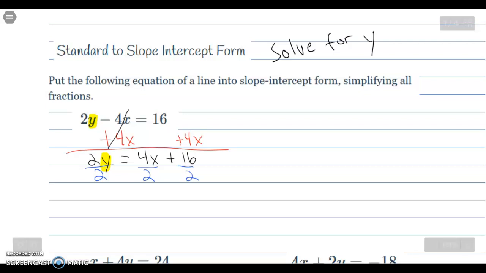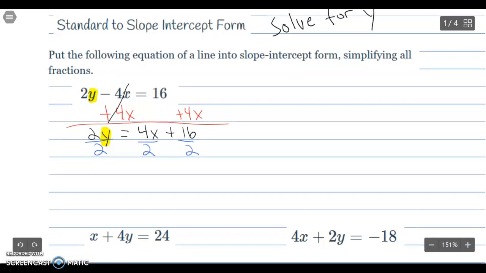All right, now, when we do that, we're going to cancel out the 2's. That's going to bring down the y. And then we're going to have 4 over 2x plus 16 over 2. That's just division. So we're going to do 4 over 2. Now, sometimes it doesn't divide evenly and gets you a decimal. If it gets you a decimal, leave it as a fraction and try to simplify it. But 4 over 2 divides.